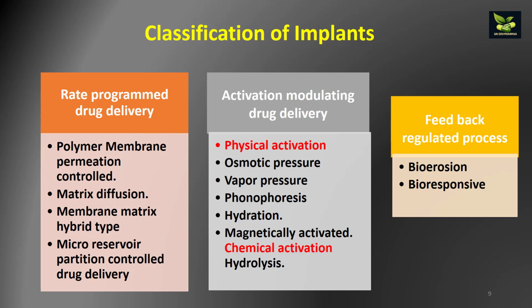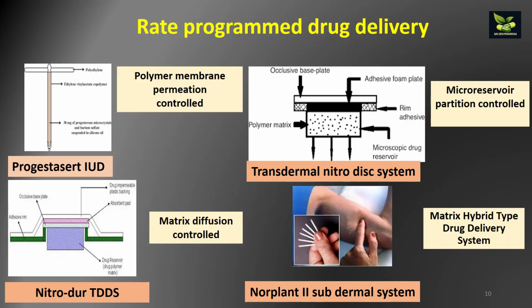There are also three categories: rate programmed drug delivery, activation modulated, and feedback regulated. In rate pre-programmed, as we saw previously, there were types: polymer membrane permeation controlled, matrix diffusion, then membrane matrix hybrid type, and micro reservoir partition controlled. And in the case of activation modulating, here we can see physical and chemical activation. They are very similar as we had seen previously. And in feedback also there are two types: bioerosion and bioresponsive.